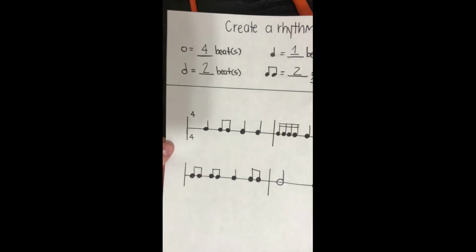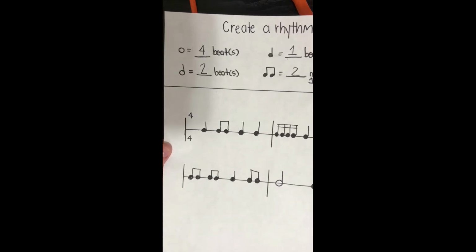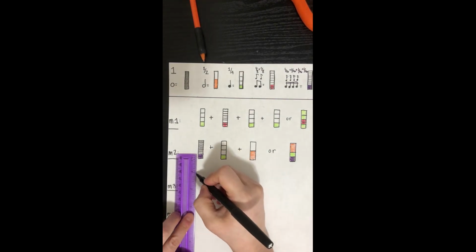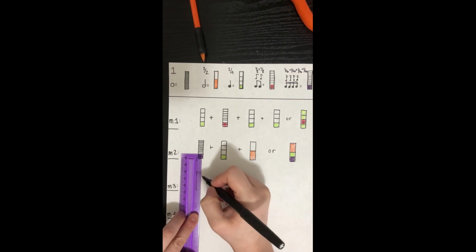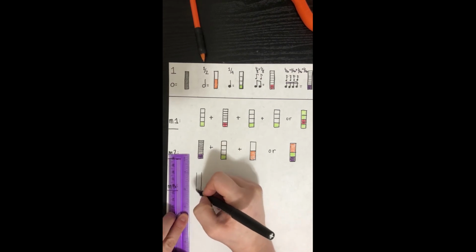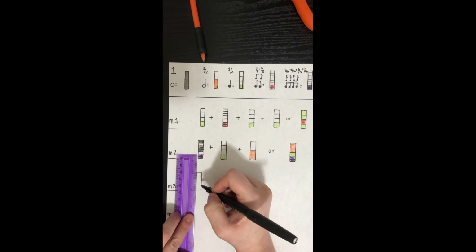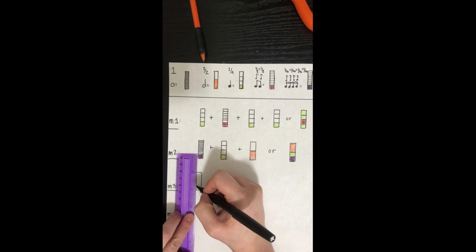Alrighty, now measure 3. I've got 2 1/8 note pairs, a quarter, and another 1/8 note pair for measure 3. So let's get going. Here's my fraction bar. 1 inch, 1 inch. And I'm doing an 1/8 note pair. So I need 2.